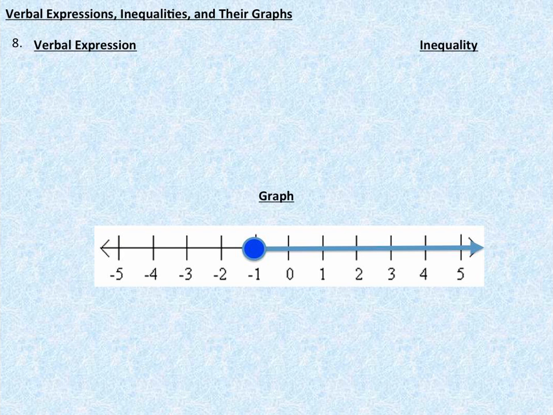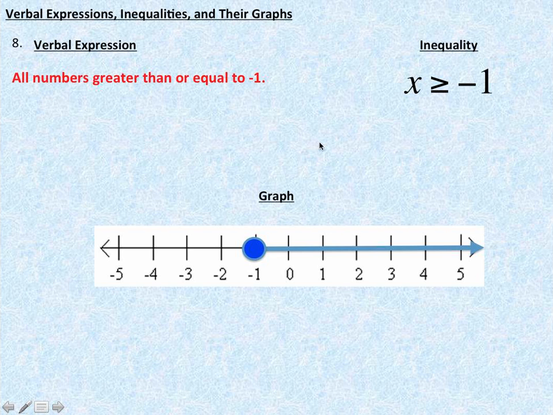Number 8, they give you the picture. Well, what is it? It's filled in, so that's got an equal sign in it. Negative 1 is the boundary. So they shaded the shaded stuff. X is greater than or equal to the point. X is greater than or equal to negative 1. There's your boundary, negative 1. Notice it's shaded in, so it's got to have an equal sign. The shaded-in numbers, the numbers that work, are greater than or equal to negative 1. All the numbers that are filled in are more than or the same as negative 1. All numbers greater than or equal to negative 1.